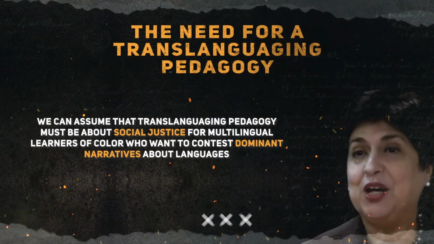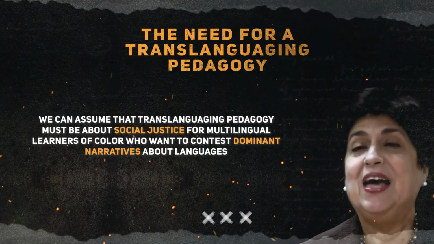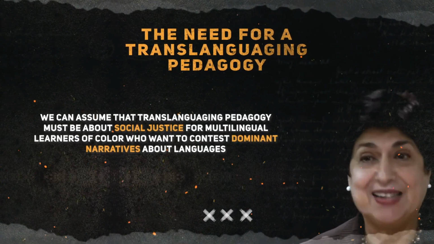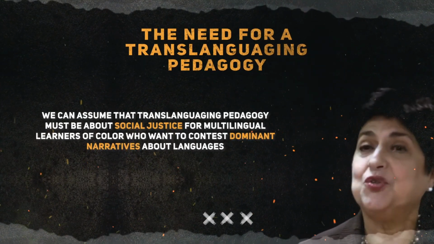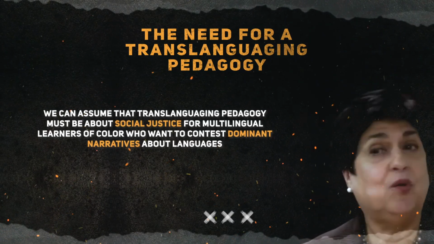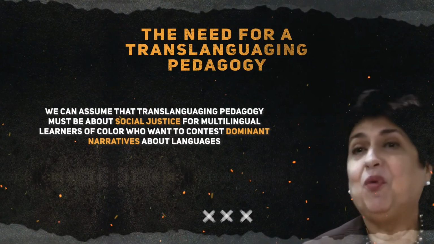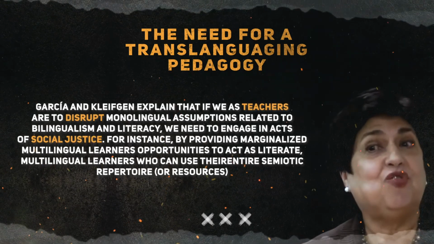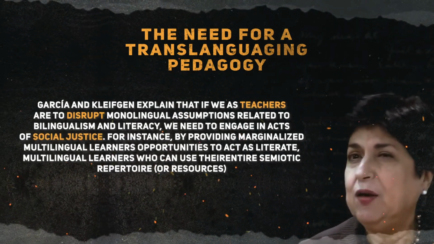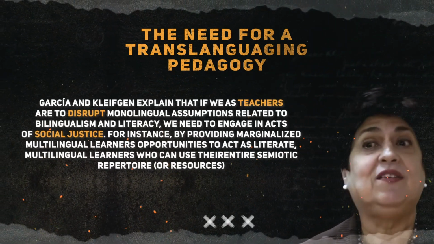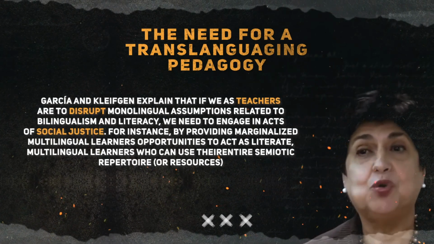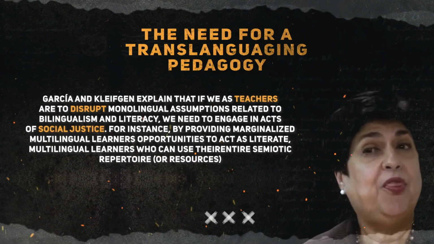The need for translanguaging pedagogy. We can assume that translanguaging pedagogy must be about social justice for multilingual learners of color who want to contest dominant narratives about language. García and Kleifgen explain that if we, as teachers, are to disrupt monolingual assumptions related to bilingualism and literacy, we need to engage in acts of social justice.